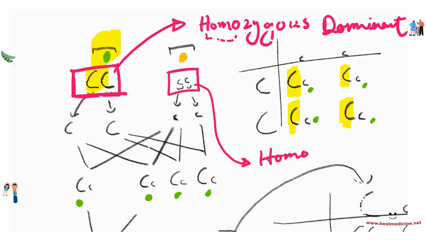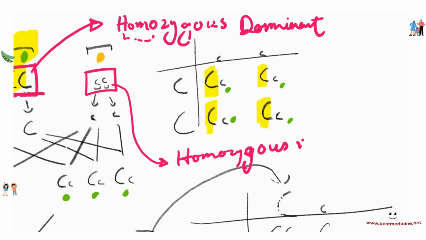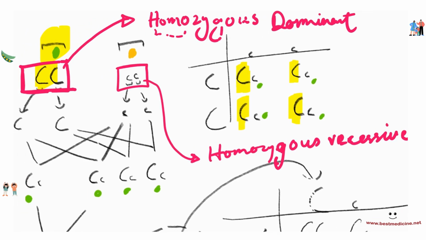And this one here, that's going to be homozygous. Again, why? Because it contains 2 similar alleles. Homozygous, but this is going to be homozygous recessive. Okay? And there we go.